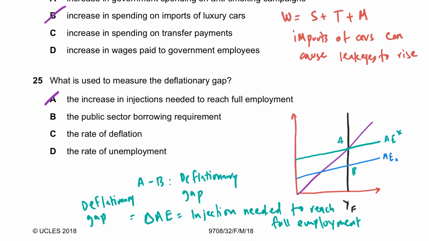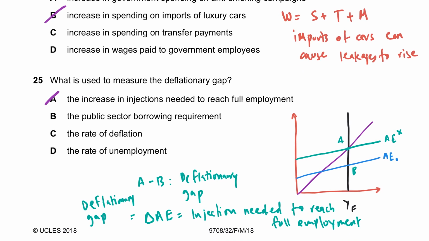What is used to measure the deflationary gap? The little diagram on the right explains what a deflationary gap is. If this is what your AE is right now, and this is the full employment level, currently our output is here at Y1. This is what we call an output gap, and this AB is what we call the deflationary gap.